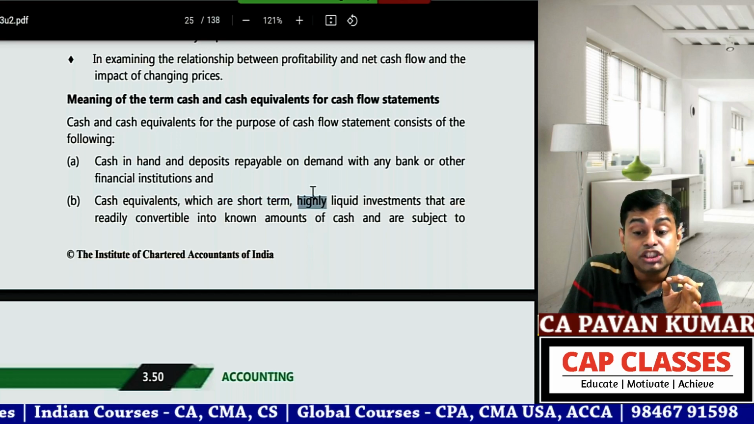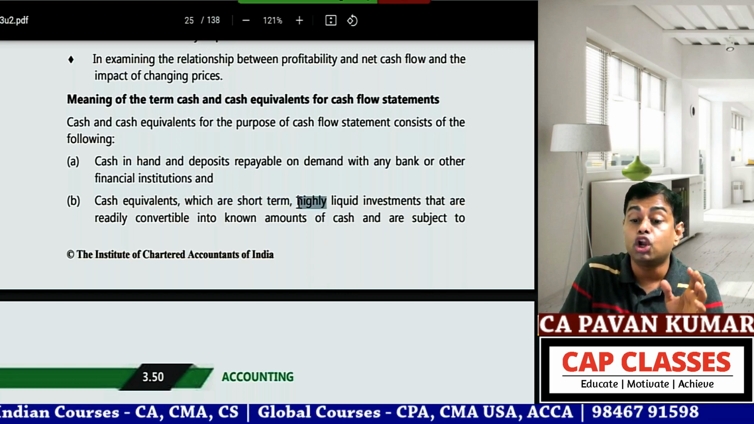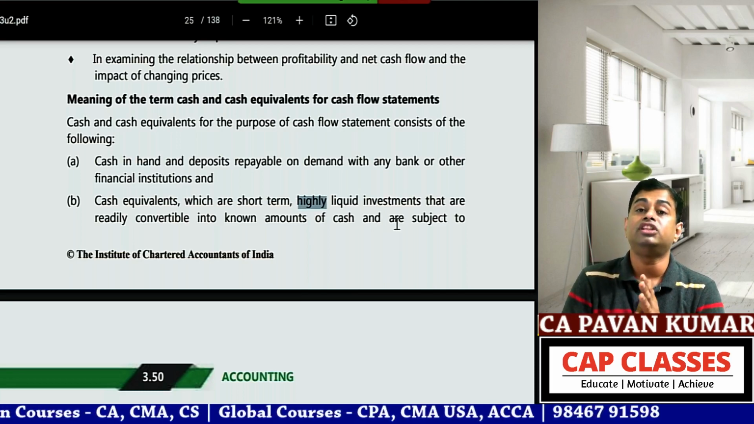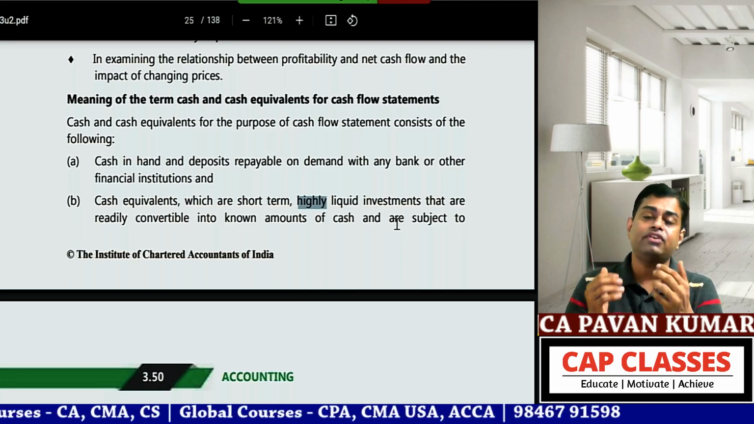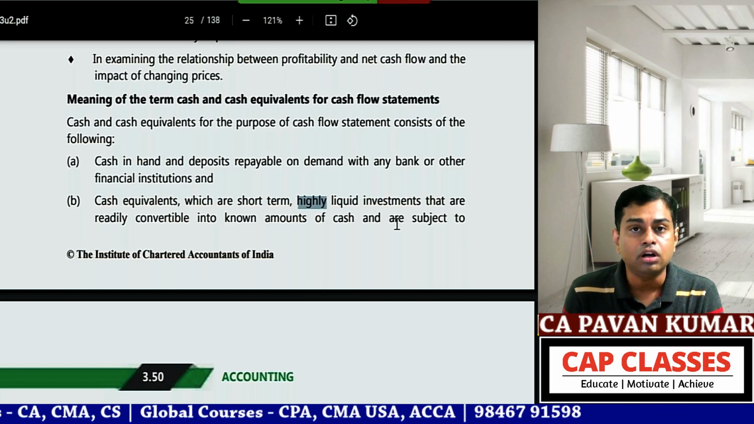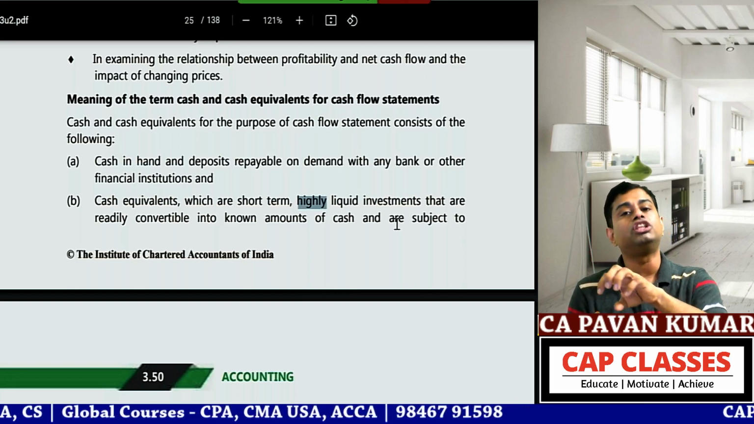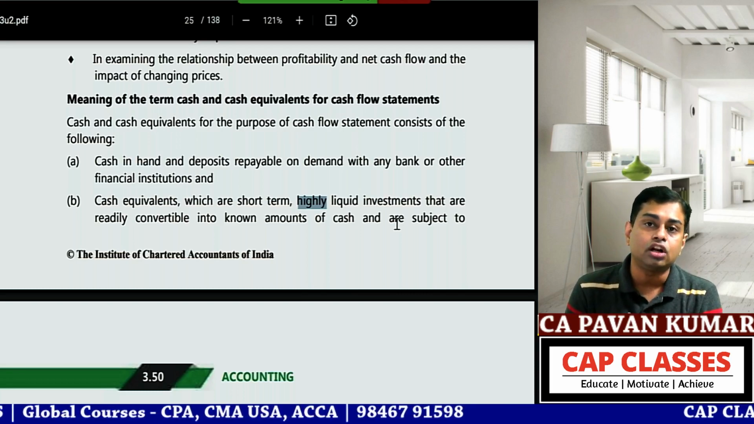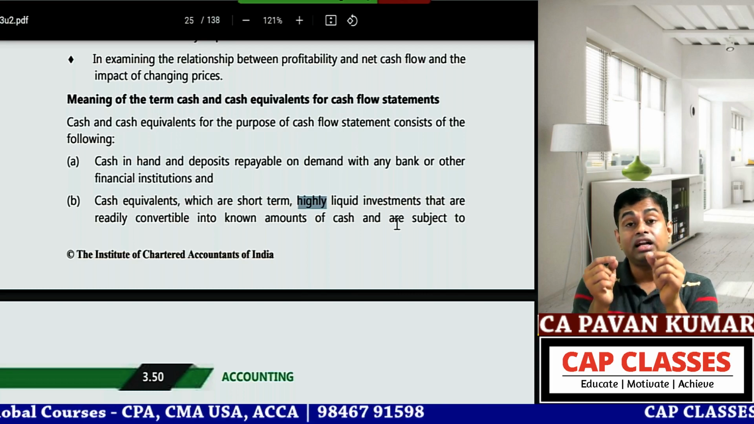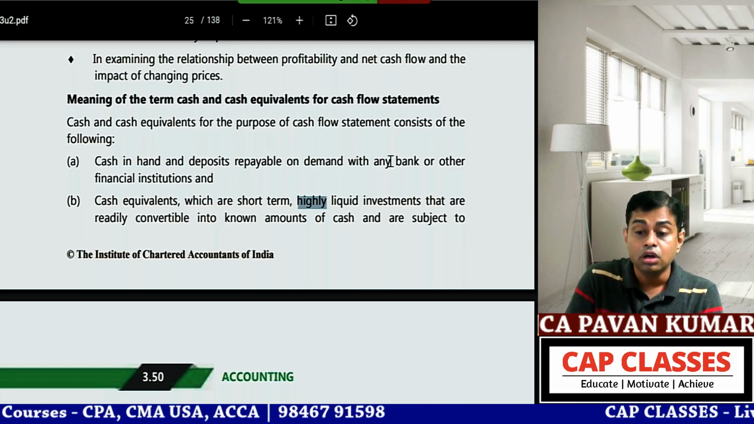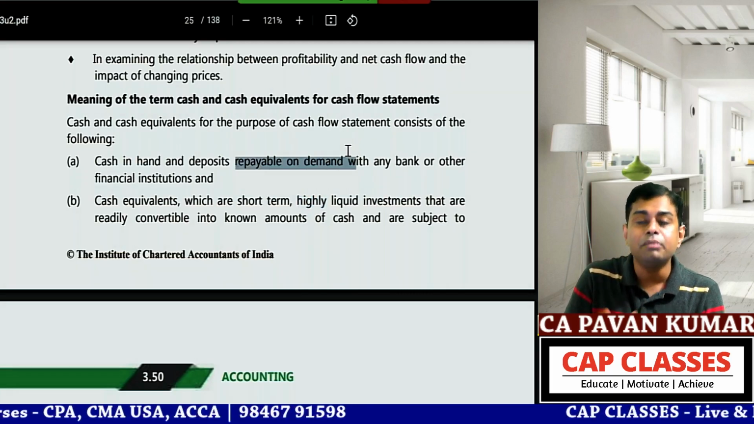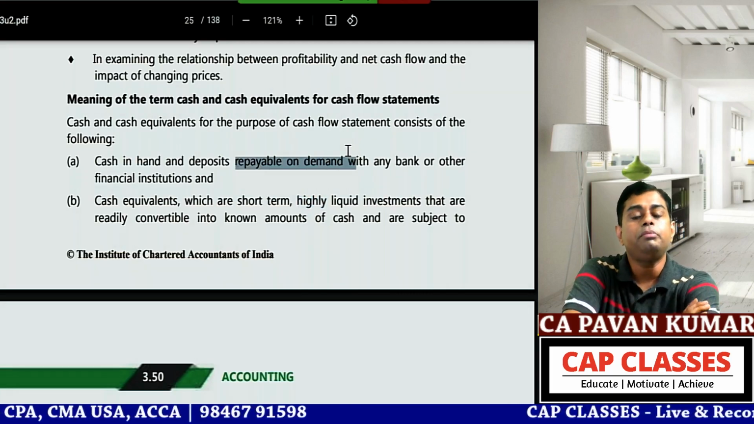Highly liquid investments, that means there should be no lock-in period. Pavan sir, I cannot withdraw this for 5 years. Say for example, you have some amount in your savings account or you have some amount in your current account. There is a restriction on the withdrawal. Next 5 years you cannot withdraw that. Even if that cash is in savings account also, but that is not repayable on demand, no, because this lock-in period is there.